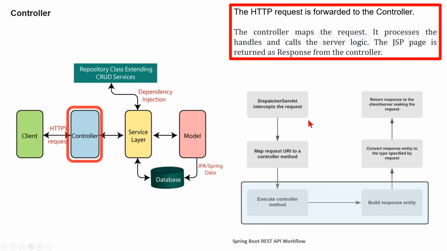Here you can see a dispatcher servlet intercepts the request and is connected to map request URI to a controller method. Map request URI to a controller method is connected to execute controller method. Execute controller method is connected to build response entity. Build response entity is connected to convert response entity to the type specified by request. Convert response entity to the type specified by request is connected to return response to the client making the request.